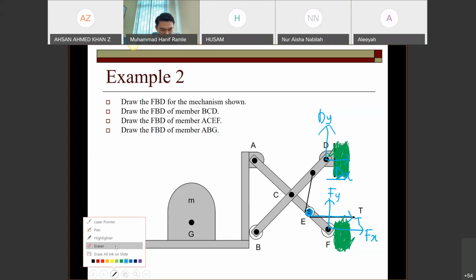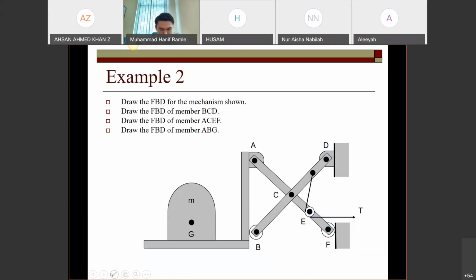Let me erase all the things. The second one is to draw the FBD of member BCD. You have to consider BCD only, this one. The first thing that you have to do is draw that member only, like this, and then put the points. Point B, point C. Maybe I can put point A, B, C, D, E, F, G, and H, and D.